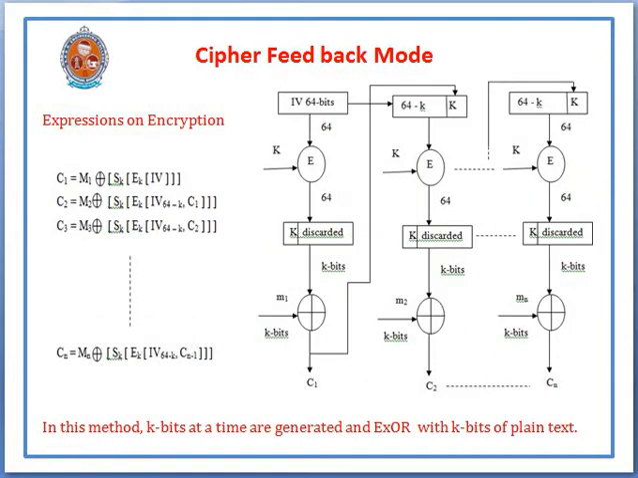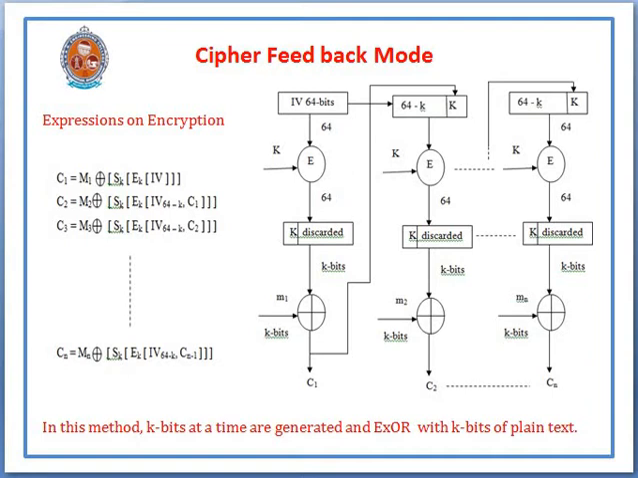And it is the CFB, cipher feedback mode. Here first we have to take the 64-bit initialization vector, and this 64-bit initialization vector is encrypted by using some K to get 64 bits, and out of these 64 bits we have to select some K bits and we have to discard the remaining. Now the K bits are forwarded to the plus circle operation along with M1. The M1 is also having K bits, and after the plus circle operation we will get some cipher block, that is what we called as C1.